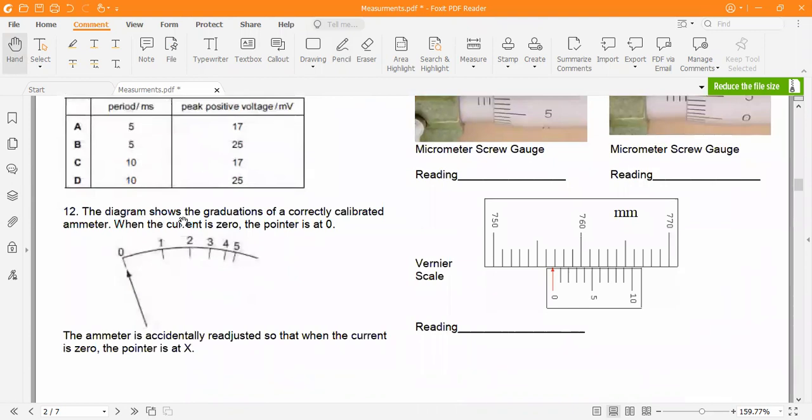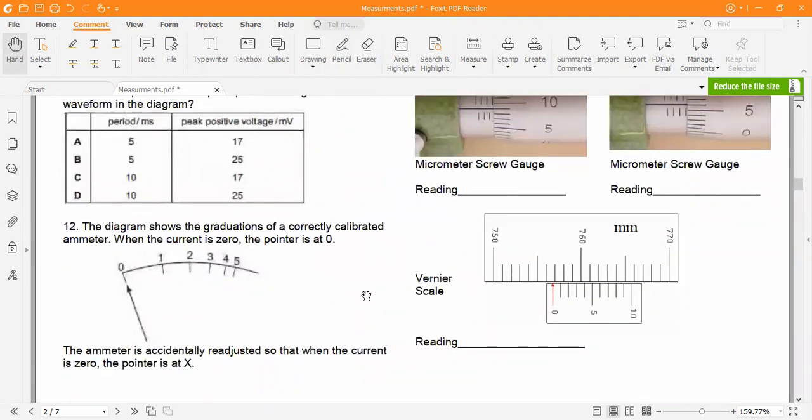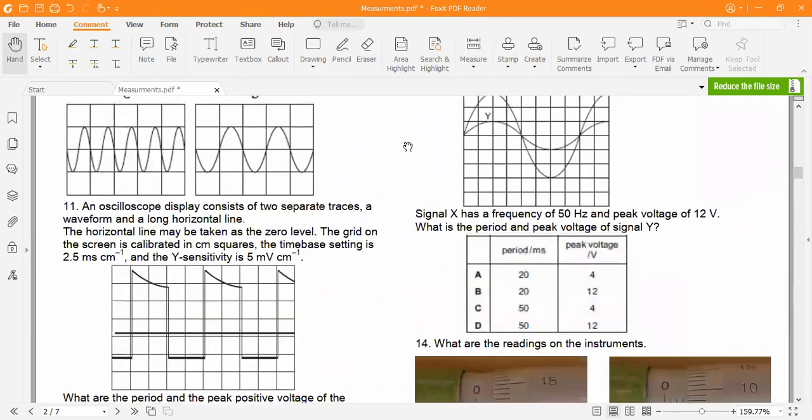Question number 12. The diagram shows the graduations of a correctly calibrated ammeter. When the current is 0, the pointer is at 0. The ammeter is accidentally readjusted so that when the current is 0, the pointer is at x. Okay. So the ammeter is adjusted in such a way so that when the current is 0, the pointer is at x. So let's see what that means.